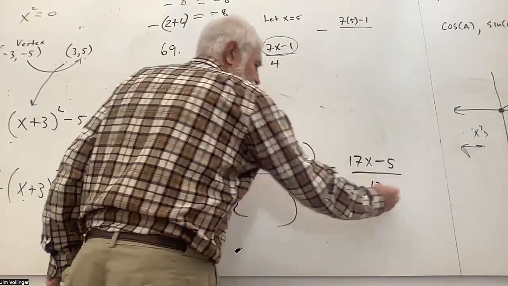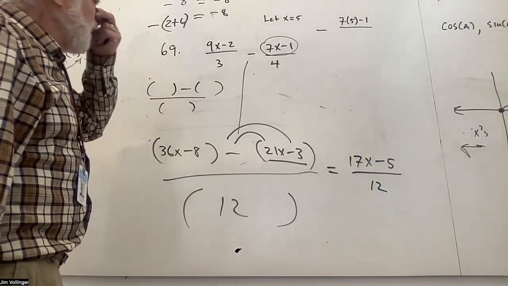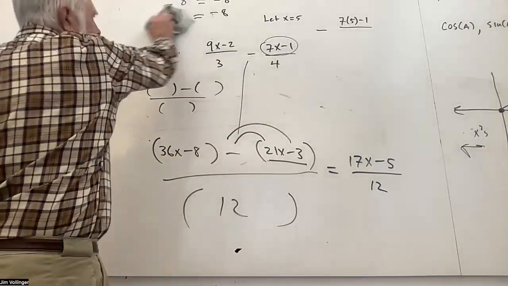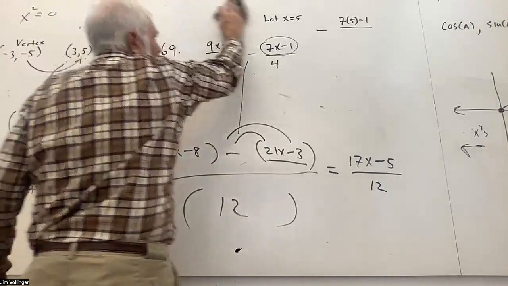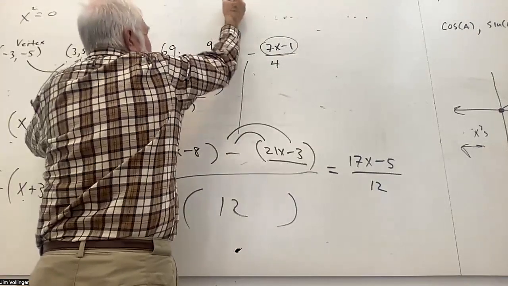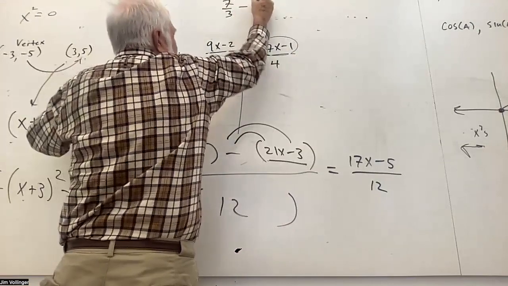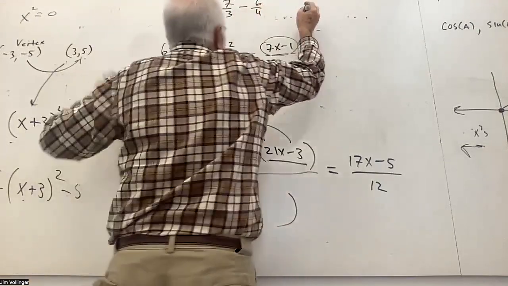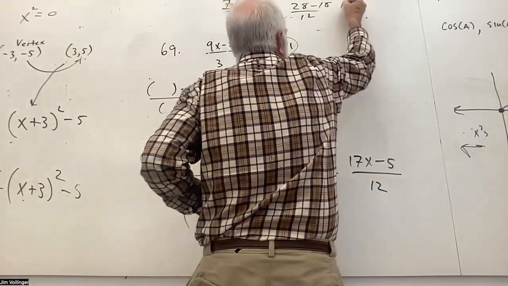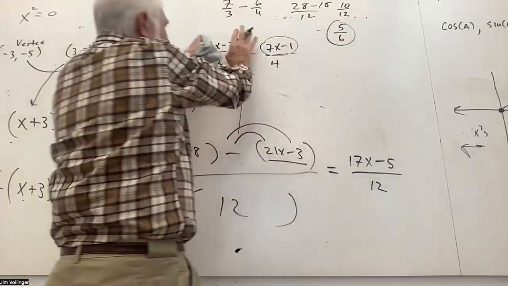All right, is there a nice easy number we can use? Let's let x equal 1. 9 minus 2 is 7 over 3. Let x equal 1. 6 over 4. Let's just bingo, bango, bongo it. 28 minus 18 over 12. That's equal to 10/12, which is equal to 5/6. Okay, that's in the original.